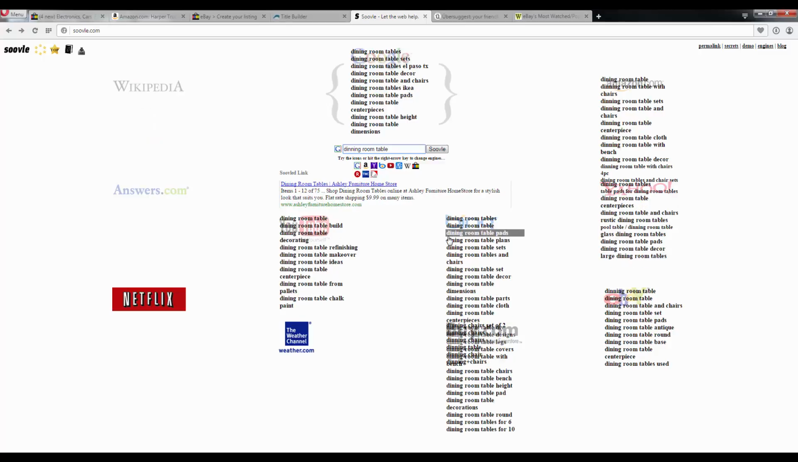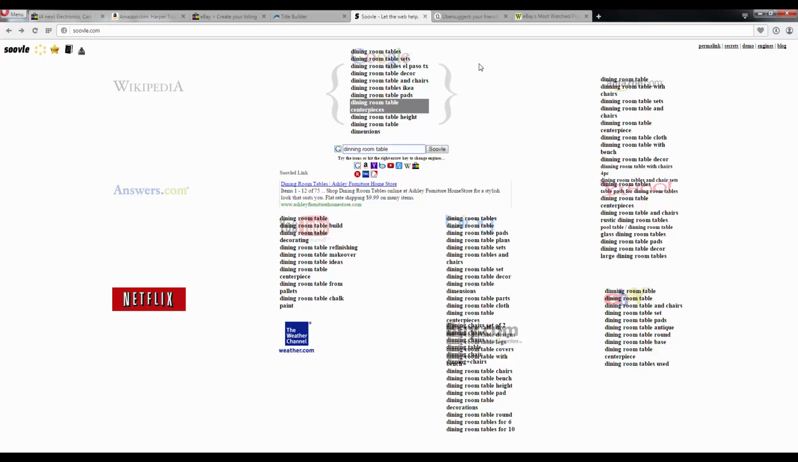So all these different keywords are coming up, right? Dining room tables, table set, decor, table and chairs, IKEA, tape, dining room table, centerpieces, you know, all these different keywords. I don't know what's going on over here. Something here it's not showing very well, but spend some time going through these tools here. Title Builder is going to be a really great tool. Suvo is a great tool.